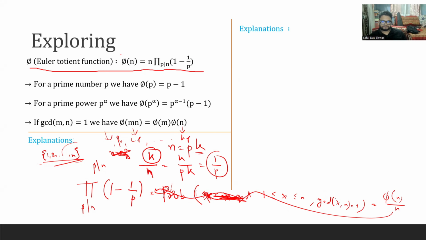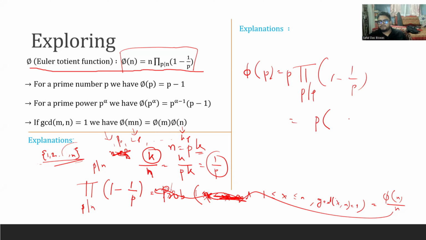That means this result. Fine. And from this result, if you just plug in, phi of p is just p times the product over primes dividing p of 1 minus 1 by p, which is just p into 1 minus 1 by p, which is p into (p minus 1) by p, and p cancels, so it's just p minus 1, right?